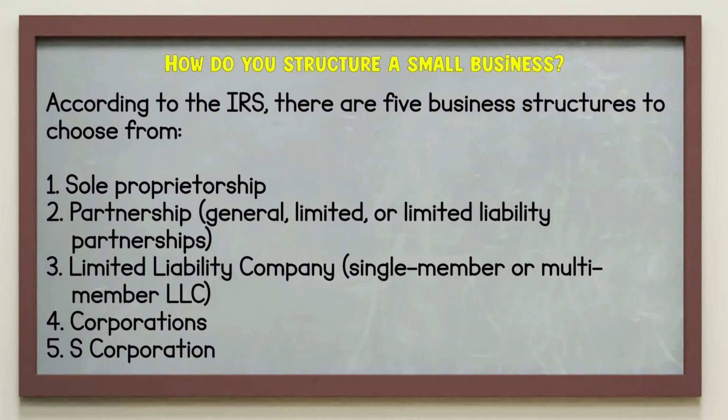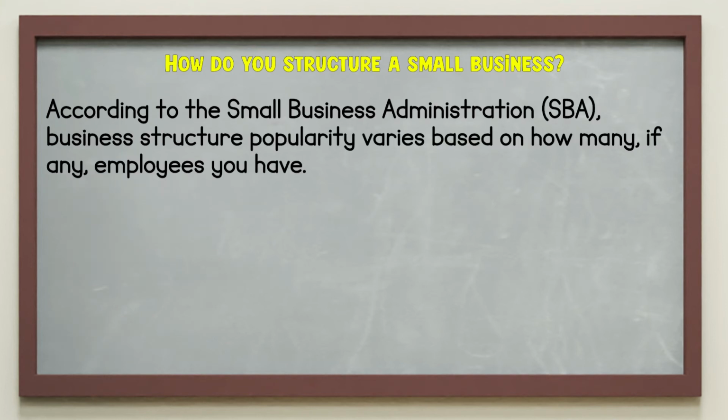According to the IRS, there are 5 business structures to choose from. 1. Sole proprietorship, 2. Partnership, or general, limited, or limited liability partnerships, 3. Limited liability companies, 4. Corporations, and 5. S corporation. According to the Small Business Administration, business structure popularity varies based on how many, if any, employees you have.